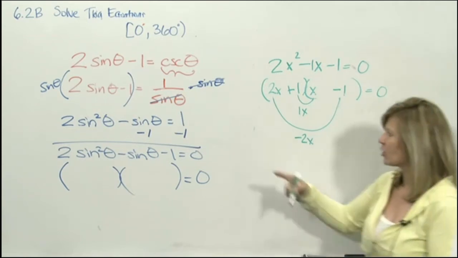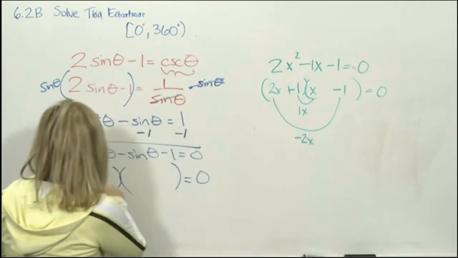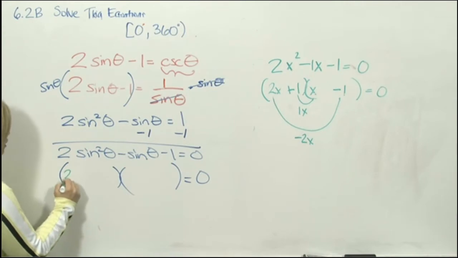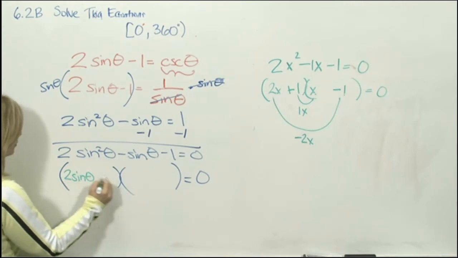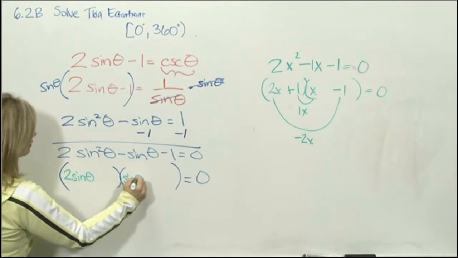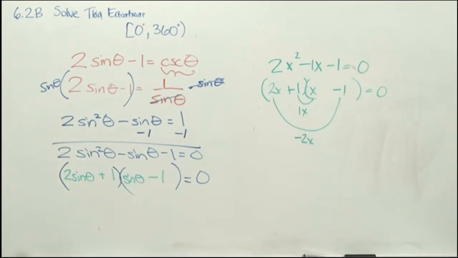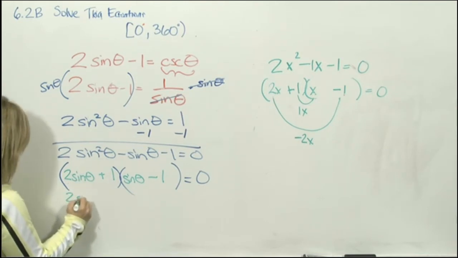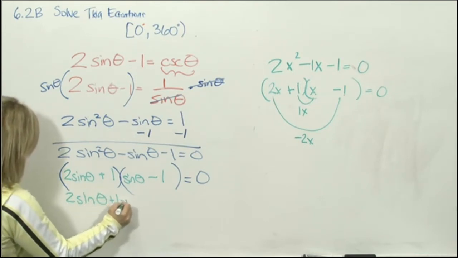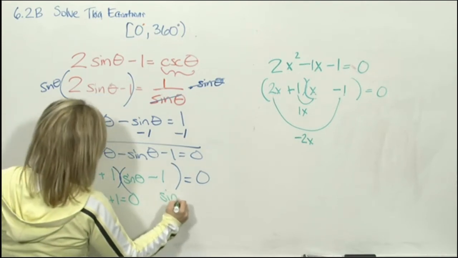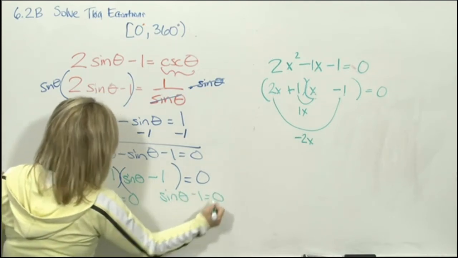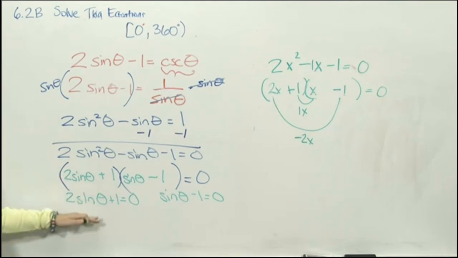Now that you got it factored, come back here. Don't put x anymore. We're using sine theta. So this would be 2 sine theta, and this would be sine theta. Positive 1, negative 1. Isn't that awesome? Now, we're not done. We set both of these equal to 0, because every time you factor a quad, you get 2 linears.